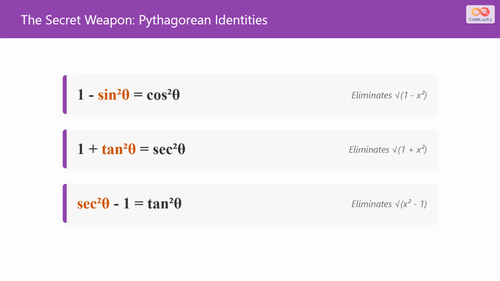The key to this entire method lies in the Pythagorean identities. By substituting x with a trigonometric function, we can take advantage of these three identities to get rid of the square root. For example, 1 minus sine squared theta becomes cosine squared theta, which is a perfect square. This eliminates the radical entirely.